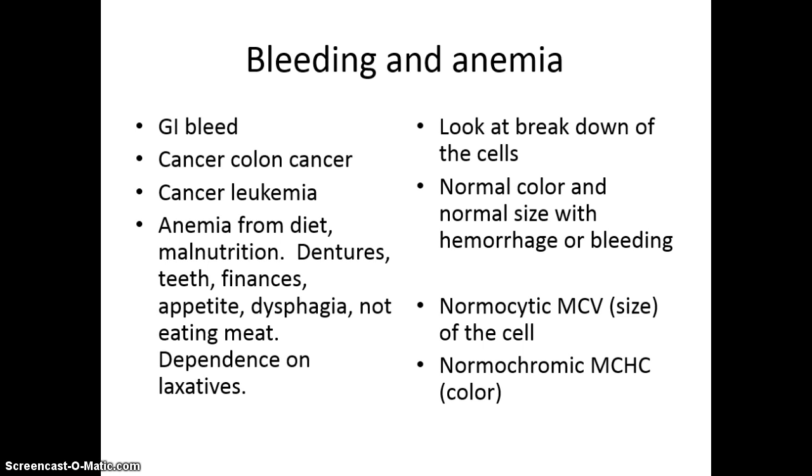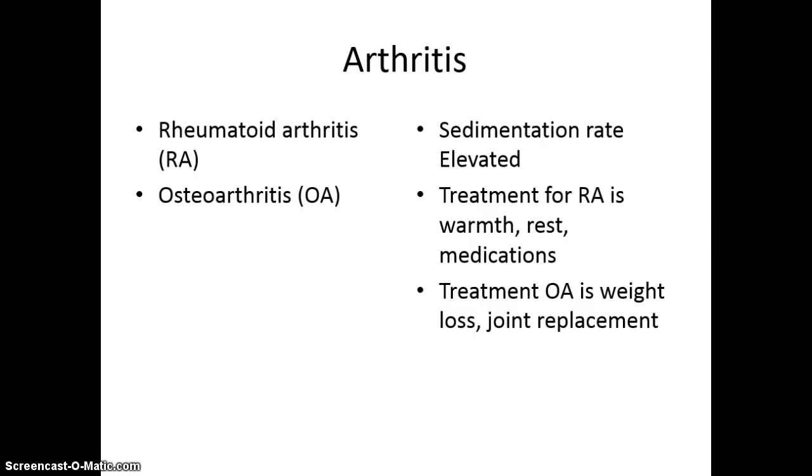So normocytic is your MCV, and that's the size of the cell, and normochromic, chromo is Greek for color, and that's your MCHC, and that's the color of the cell. Is it a nice deep red color? The arthritis, we would want to look at what type of arthritis. Is it a rheumatoid or osteoarthritis? And then look at some of the lab values that go with that.